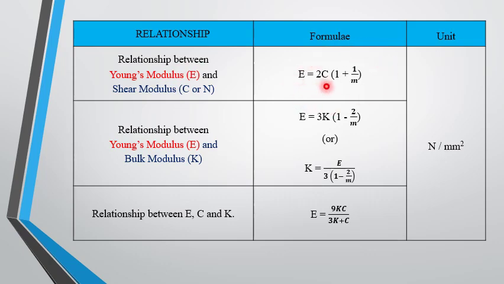E is equal to 2C into 1 plus 1 by m. The relationship between Young's modulus and bulk modulus: E is equal to 3K into 1 minus 2 by m.